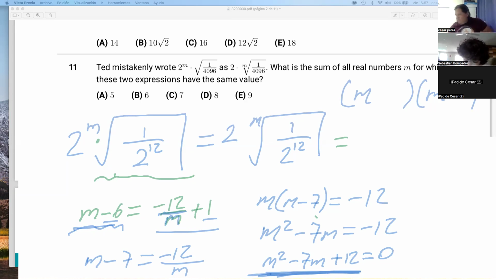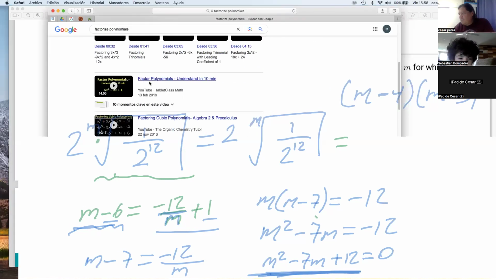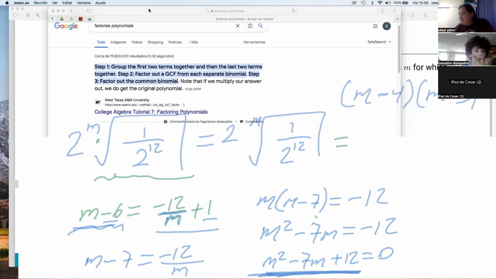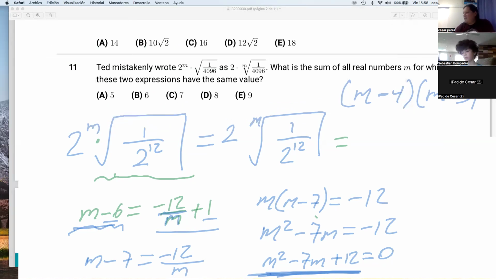m minus 4 multiplied by m minus 3. Yes, the word is factoring polynomials. We are going to factor this polynomial, okay?